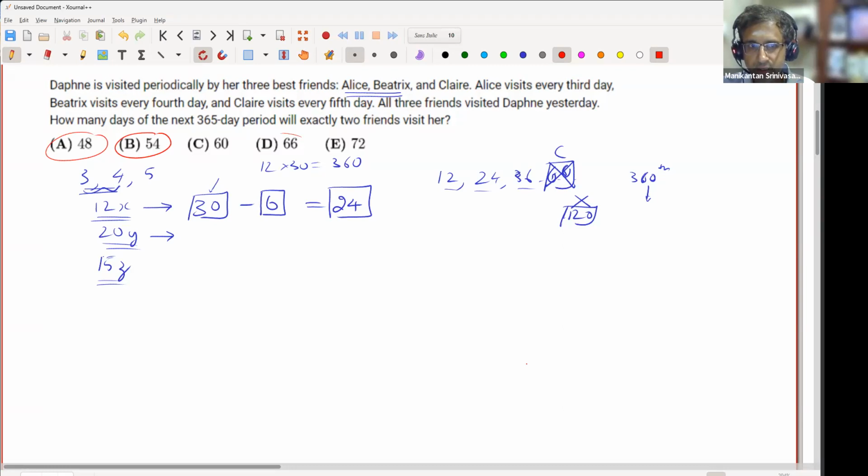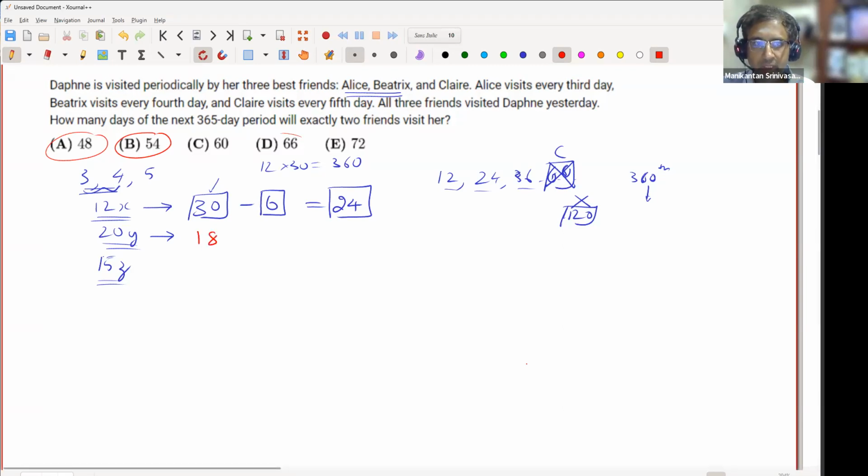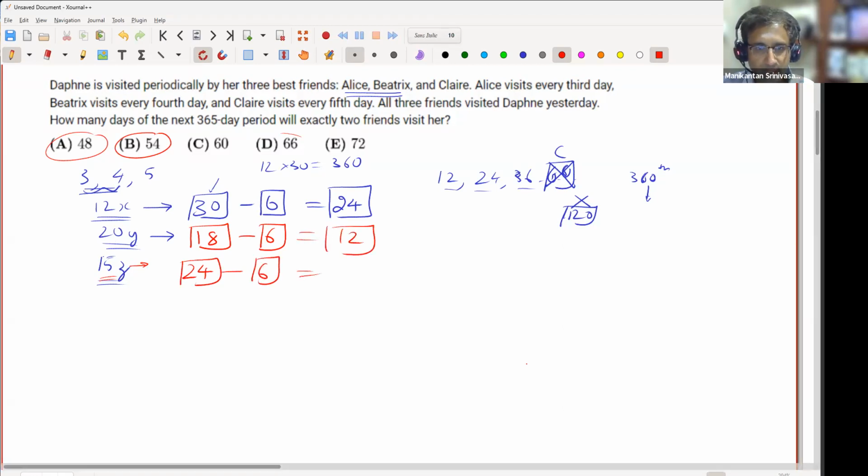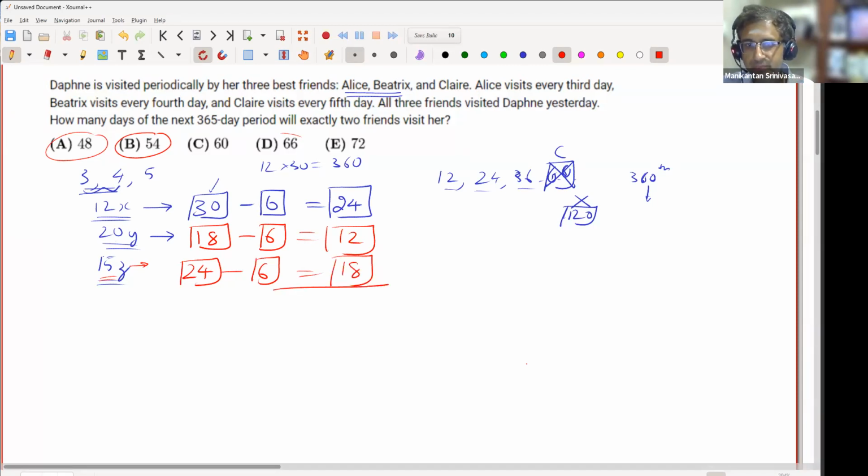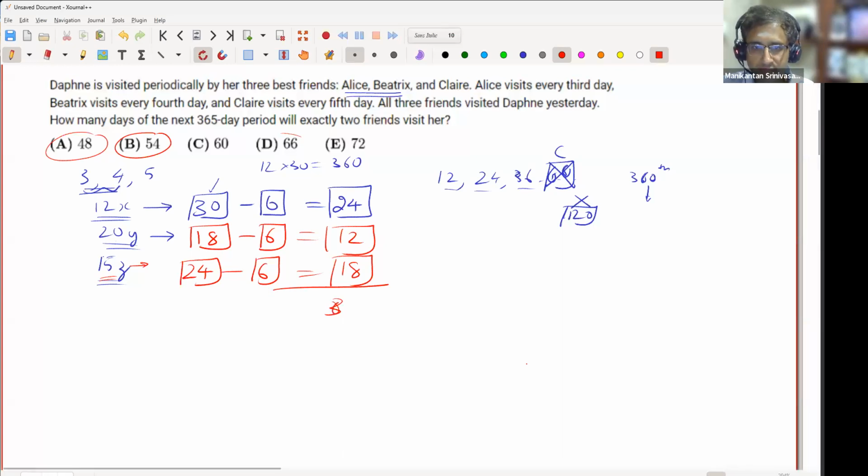So yeah, similar logic. So for 20y, there'll be 18 of them, and then there are 6 we need to subtract. 15 into 24 would be 360, right? Of which I need to subtract 6 for the same reason. So there'll be 12. Okay, fine. So this sum adds up to 54.